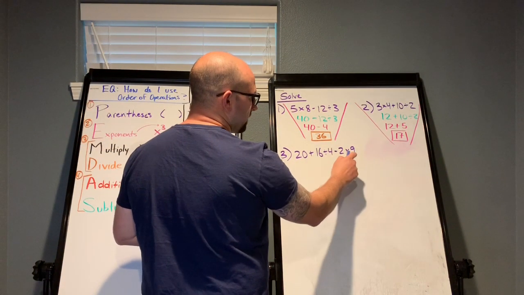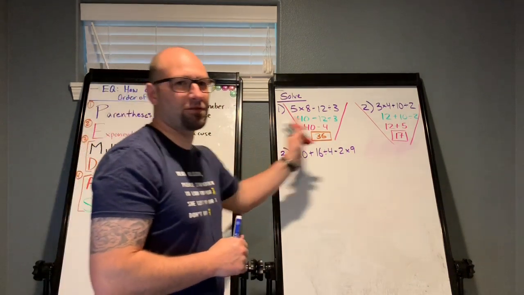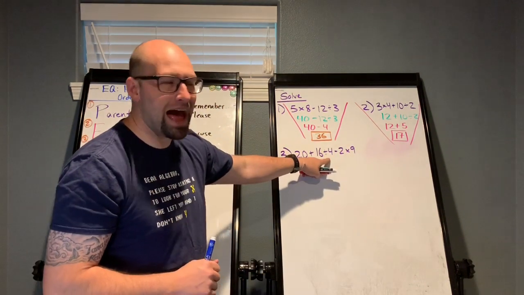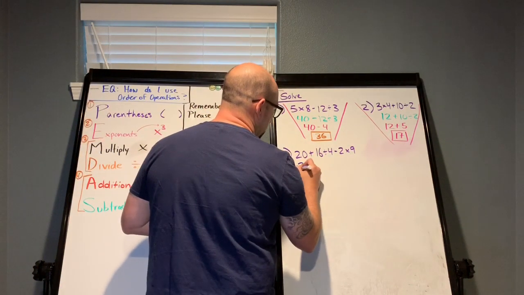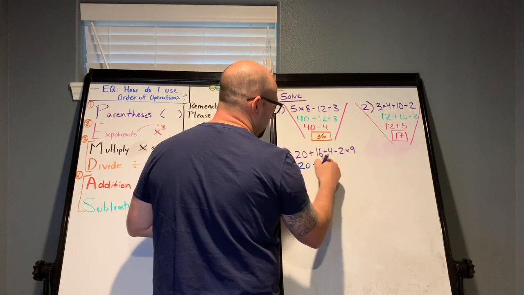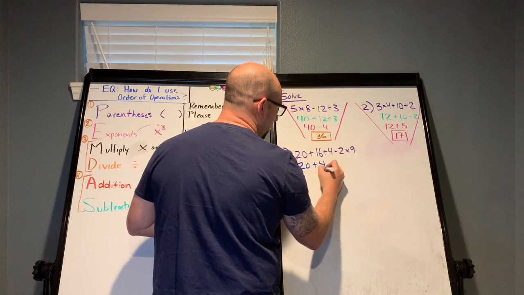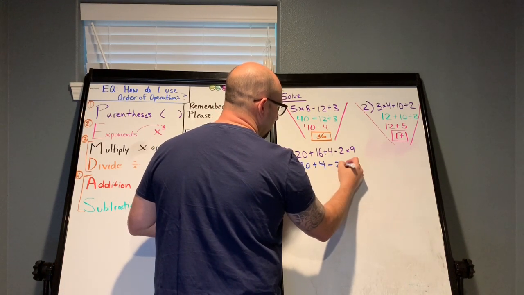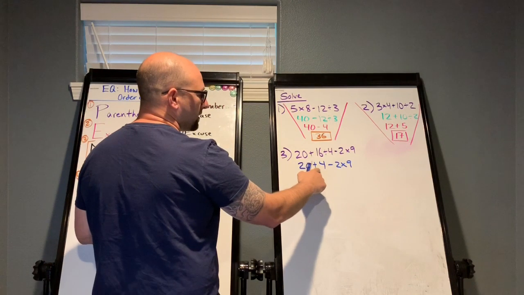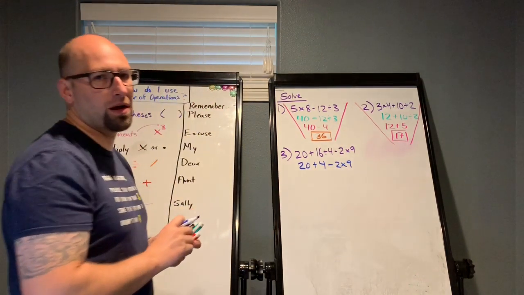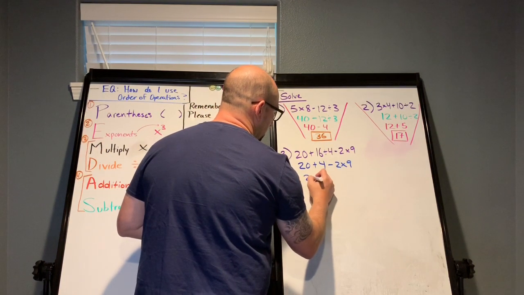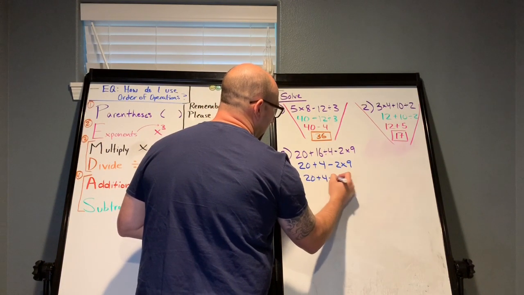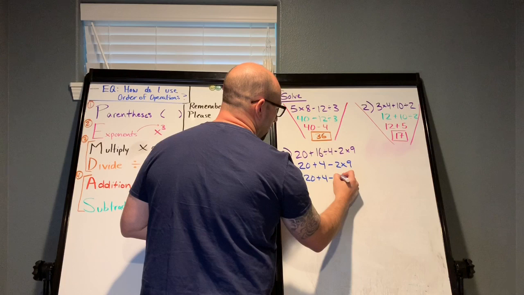Right here, division is before multiplication going left to right, like reading a book. So we're going to deal with that division problem first. Okay, so everything else comes down. So we've got 20 plus 16 divided by 4 is 4, minus 2 times 9. Okay, now we have an addition, subtraction, and a multiplication problem. We're going to do the multiplication first. So everything else comes down. 20 plus 4 minus 2 times 9 is 18.